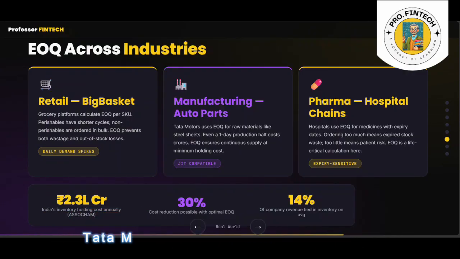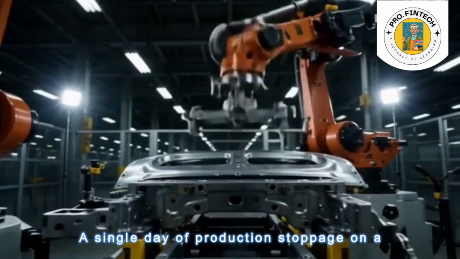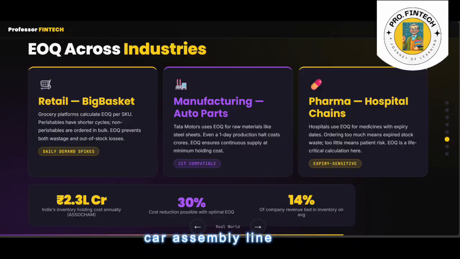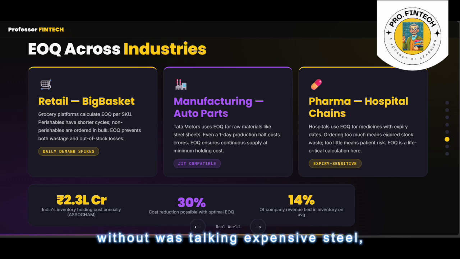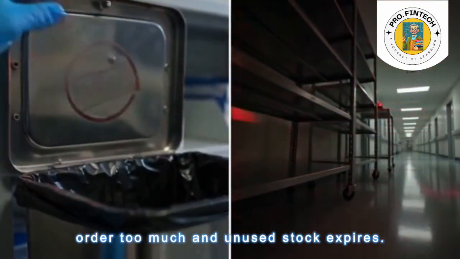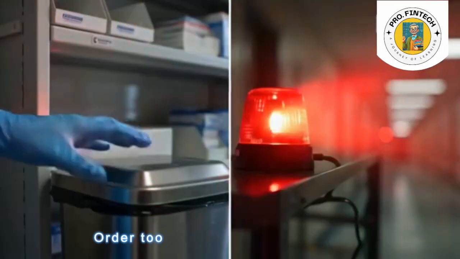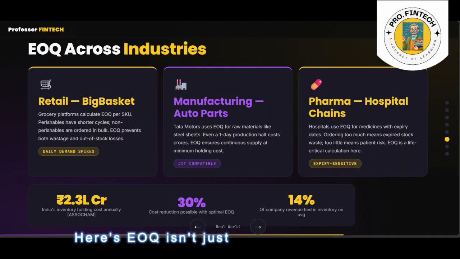Tata Motors. For raw materials like steel sheets, think about it. A single day of production stoppage on a car assembly line costs crores, millions of dollars. EOQ keeps the supply flowing continuously without overstocking expensive steel. Hospital chains. For medicines with expiry dates, order too much and unused stock expires. Pure waste. Order too little and you risk patients' care during a shortage. Here's the thing: EOQ isn't just about saving money, it's life critical.